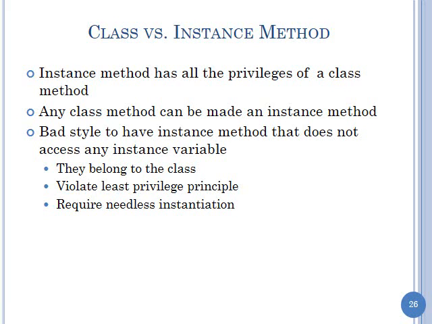Okay. So an instance method has all the privileges of a class method. Any class method can be made an instance method. But it's bad style to have an instance method that does not access an instance variable. Such methods belong to the class. They violate the least privilege principle and require needless instantiation.